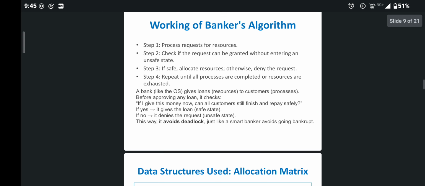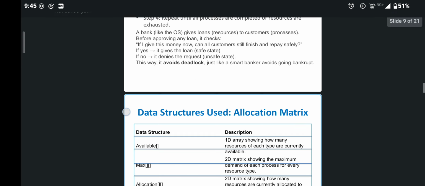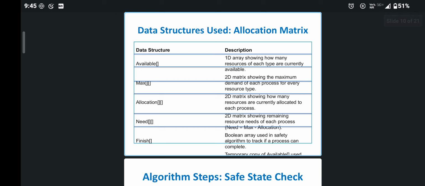Okay, so that's called the working of Banker's algorithm. The structures, so we will discuss these 5 prerequisites.